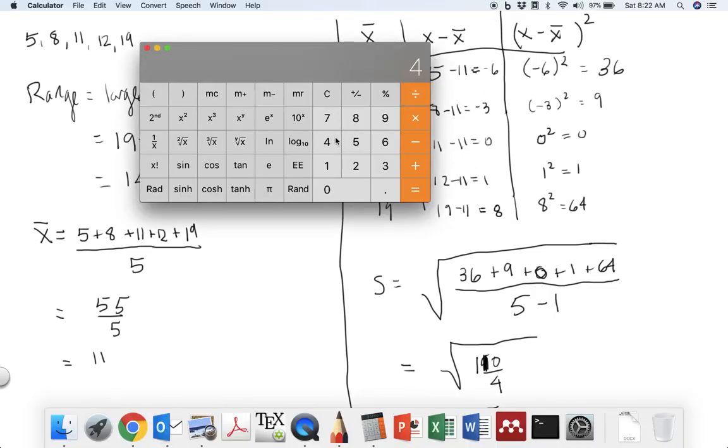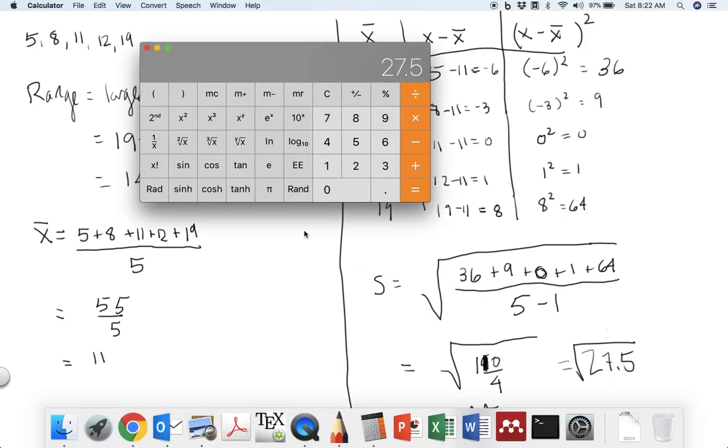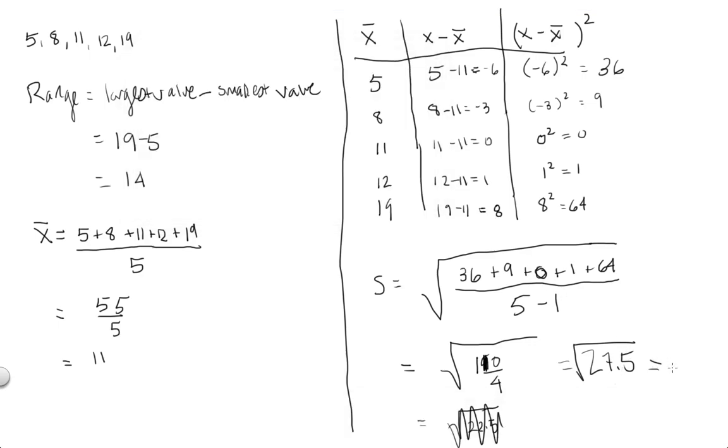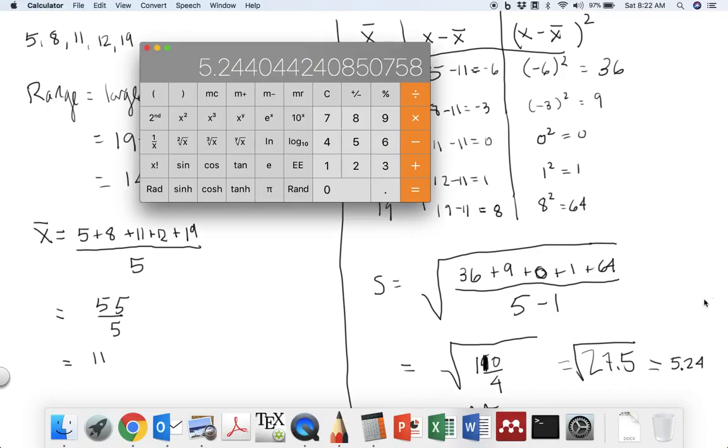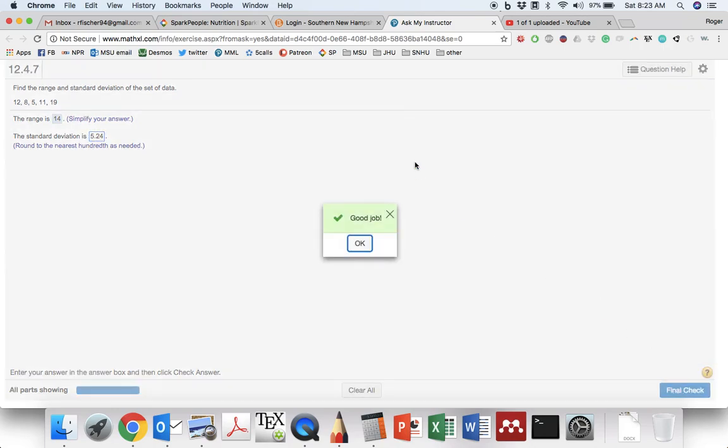Now we divide by 4 and get 27.5. Then we take the square root and we get 5.24. And we're going to write 5.24 because the question asked us to round to the nearest hundredth. So on average, each of these numbers deviates from the mean by a little over 5. So there you go. I hope that was helpful.